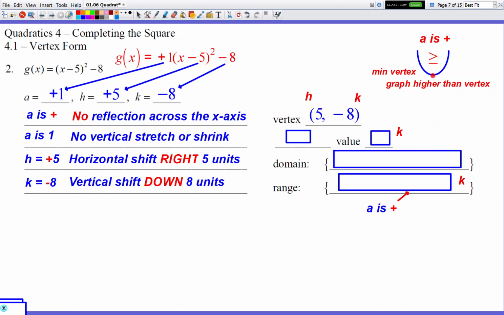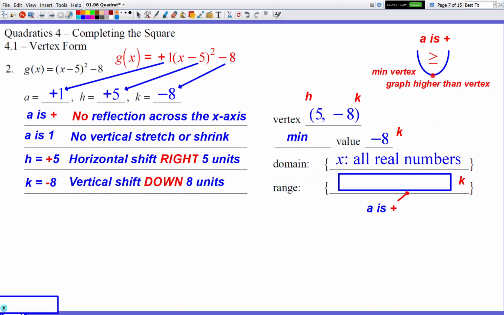And because my vertex was at the lowest point of the parabola, we're going to associate that with the word minimum. Okay, and the k value is going to be -8. So the lowest point of this entire graph is located at a height of -8. Okay, domain, just like the previous problem, and just like the next problem, and the next problem after that, is always going to be x colon all real numbers. So don't forget the x colon. A lot of kids forget that.